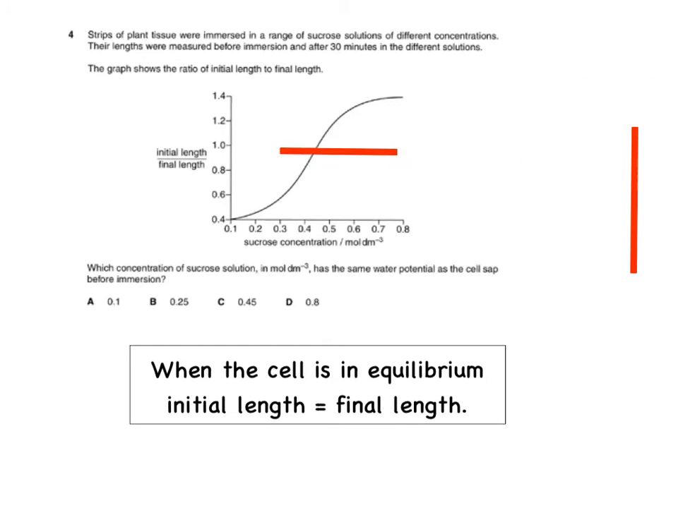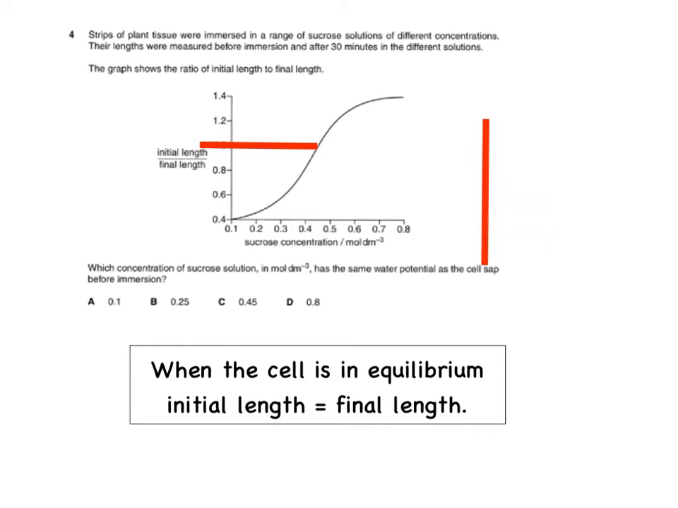to calculate this, you draw a line from 1 and then you draw a line down from where that meets the line. Slightly odd way of doing it. And then you read the scale. So 0.45, so C is our answer.